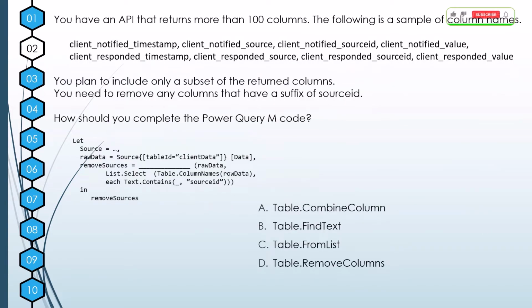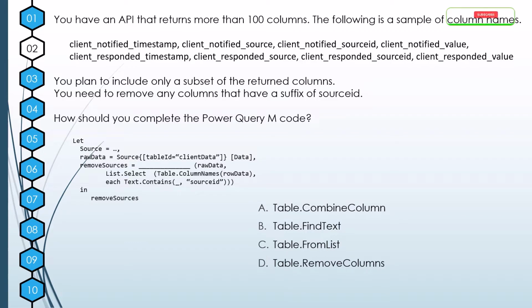You have an API that returns more than 100 columns. The following is a sample of column names: client_notified_timestamp, client_notified_source, client_notified_sourceid, client_notified_value, client_responded_timestamp, client_responded_source, client_responded_sourceid, client_responded_value. You plan to include only a subset of the return columns. You need to remove any columns that have a suffix of sourceid.